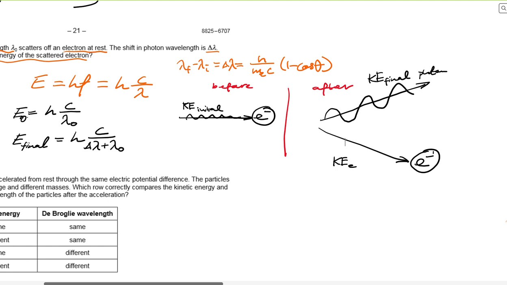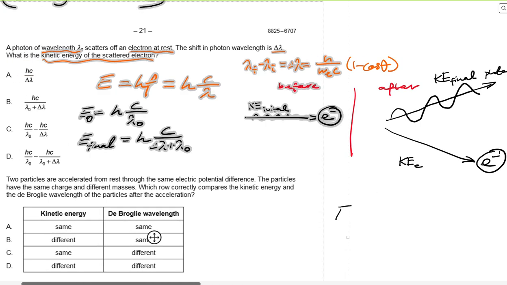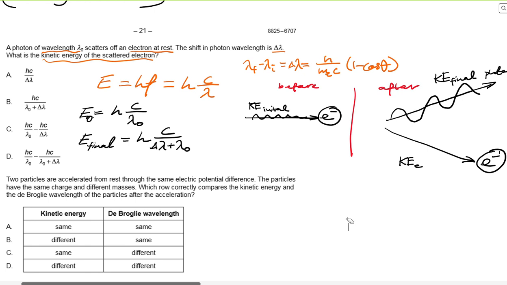And this is because the energy of the photon is lost to the electron, and therefore wavelength increases. You can tell that from the formula itself: as energy decreases, energy is lost, therefore wavelength must increase, right? And so that's where this comes from.